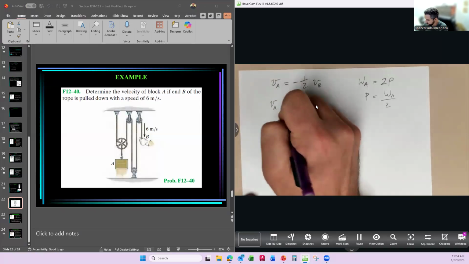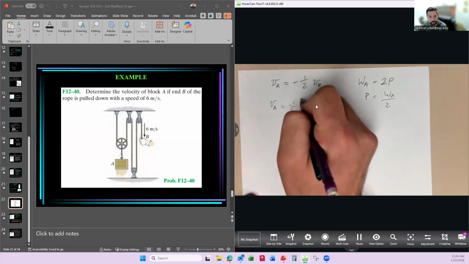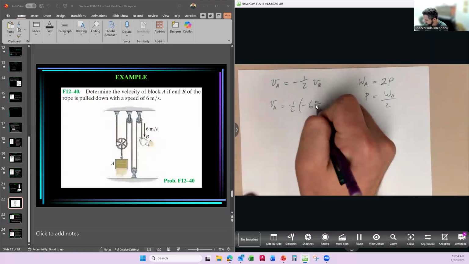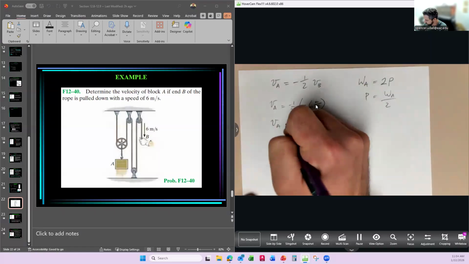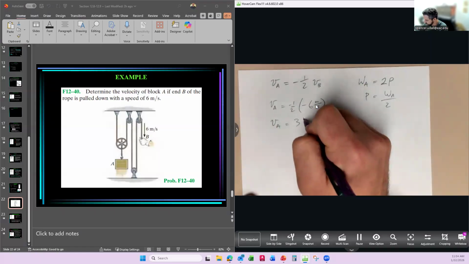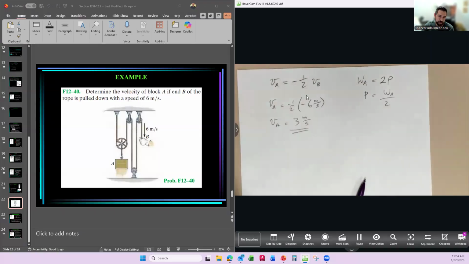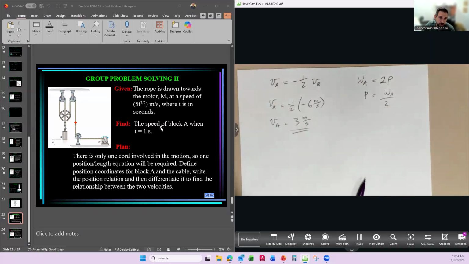We could just say VA equals -1/2 times VB, where VB was going down 6 meters per second. So VA is going up 3 meters per second. Super easy on that one, right? In fact, so easy, we're going to combine it with this next one, which is the group problem solve. See if you can come up with this one. Slightly different, where now we have a rope going inwards.